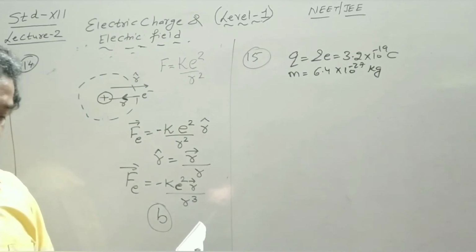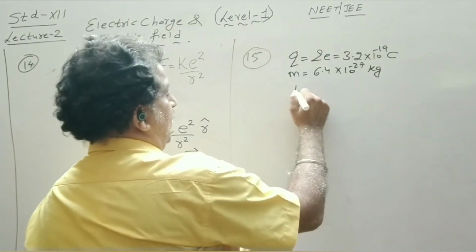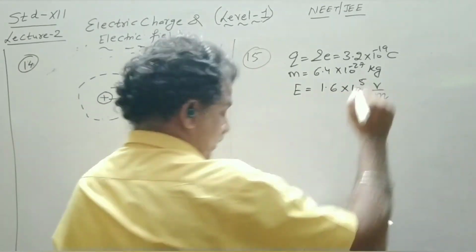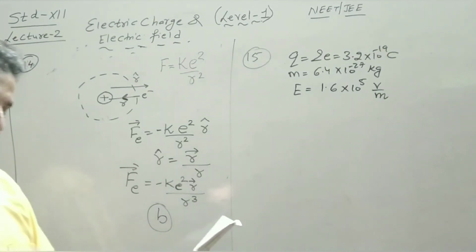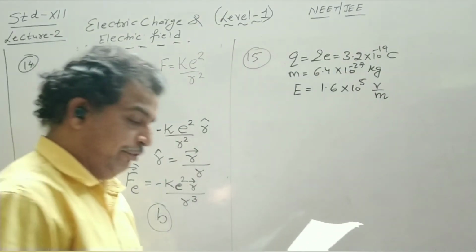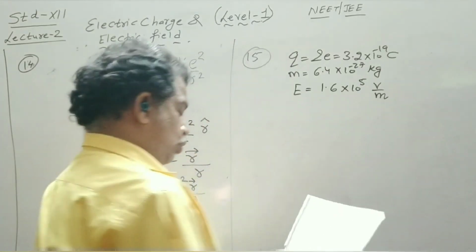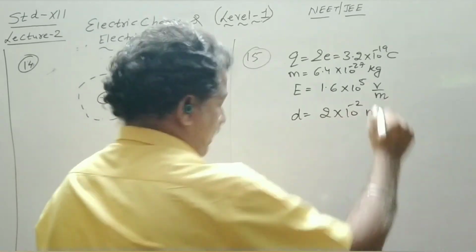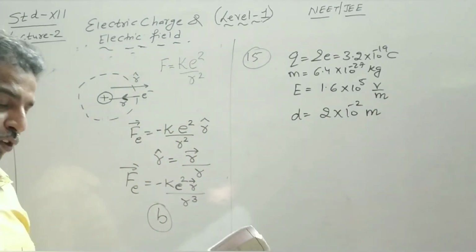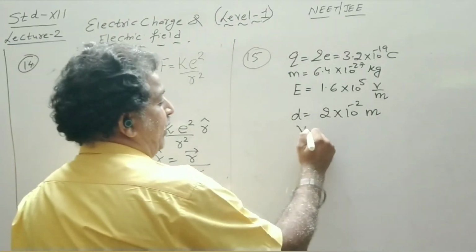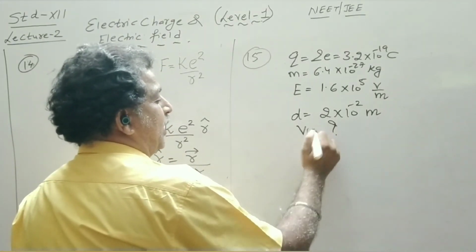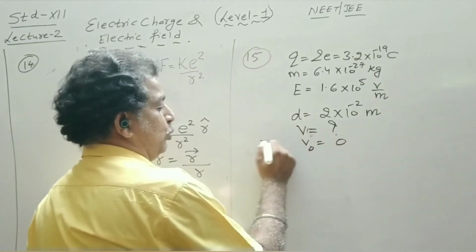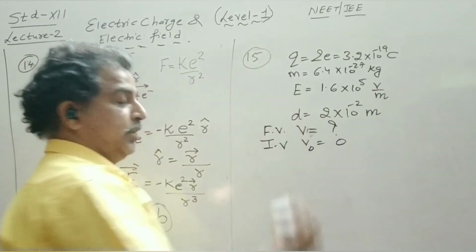It is situated in a uniform electric field of 1.6 into 10 raised to 5 volt per meter. The velocity of the particle at the end of 2 into 10 raised to minus 2 meter path. So the distance covered is 2 into 10 raised to minus 2 meter when it starts from rest. So we want to find out the velocity when the alpha particle starts from rest. So the initial velocity is 0, and this is the final velocity.